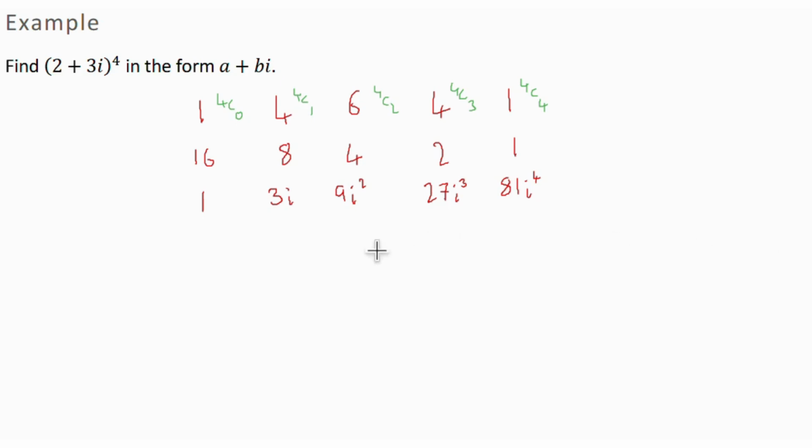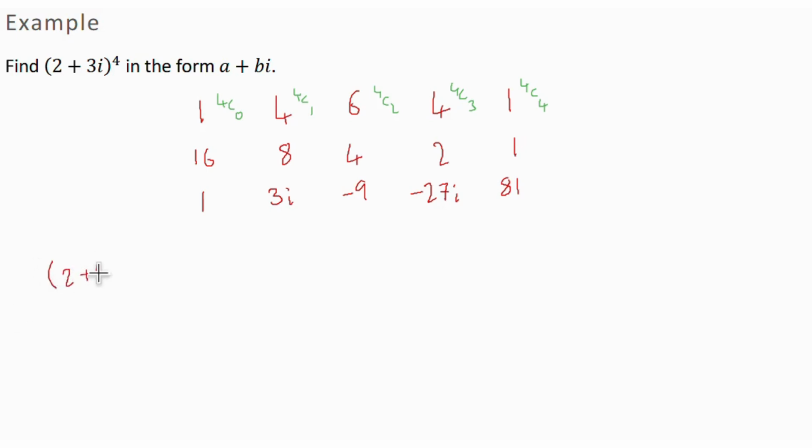Now what we might notice here is that we can do something with these powers of i, which we saw in the get ready above. Because i squared is equal to minus 1, we can simplify this one down to just minus 9. i cubed is equal to minus i, so this one simplifies down to minus 27i. And i to the power of 4 was equal to 1, so this just simplifies down to 81.